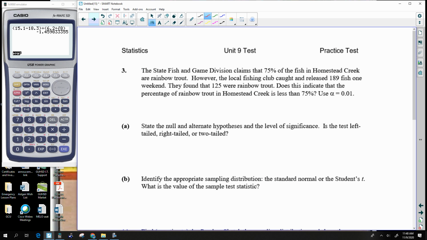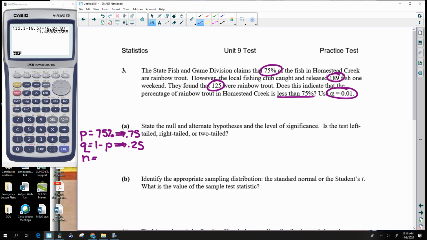Last but not least is the probability problems. So the probabilities, we have 75%, we have 125 out of 189, alpha of 1%, is it less than 75%? Okay, so right now, what is the big probability? The probability claims at 75%. That's 0.75. Q is 1 minus P, so that's going to be 0.25. The sample size is 189, and what we found were rainbow trout were 125. So that makes my sample probability, which is R divided by N, 0.6614. And we are looking for an alpha of 0.01.